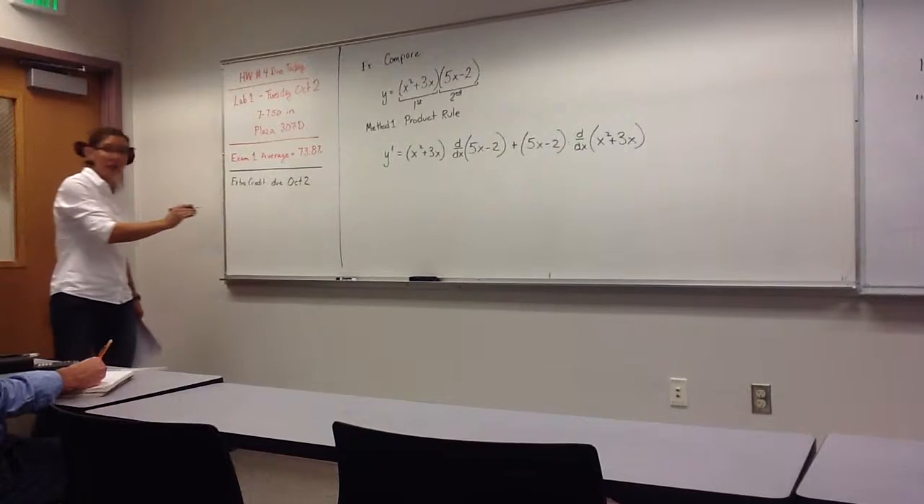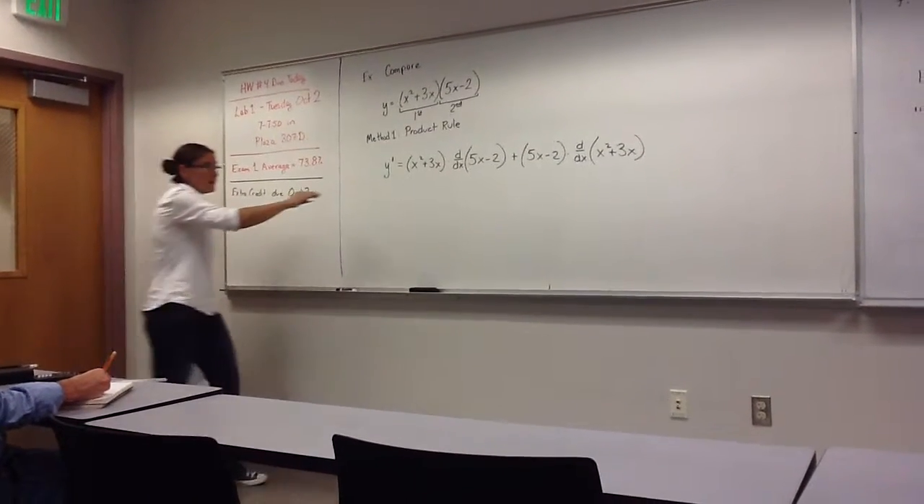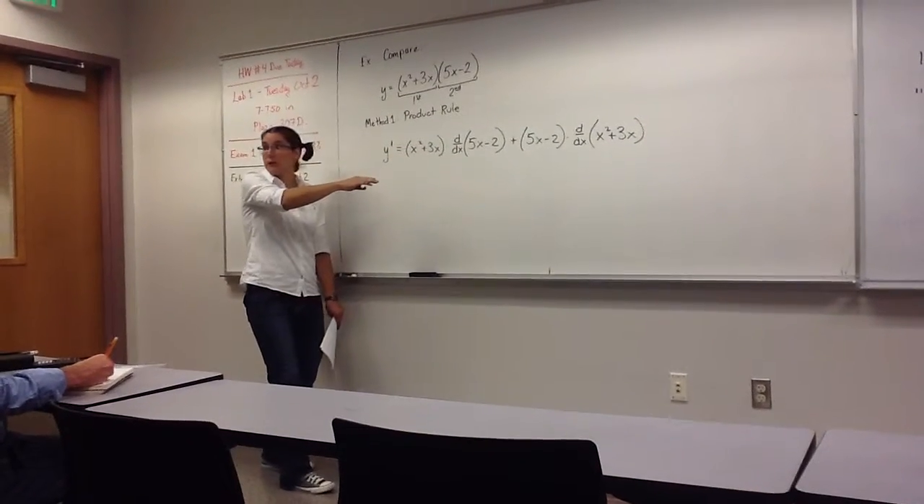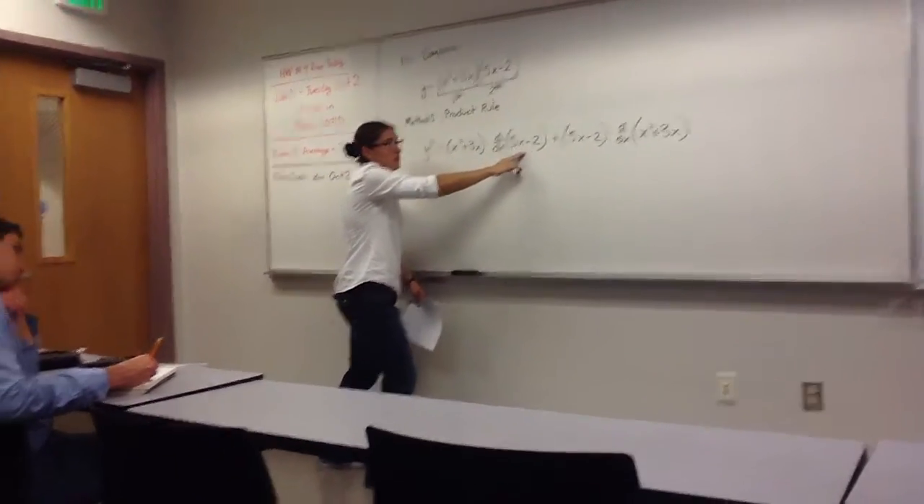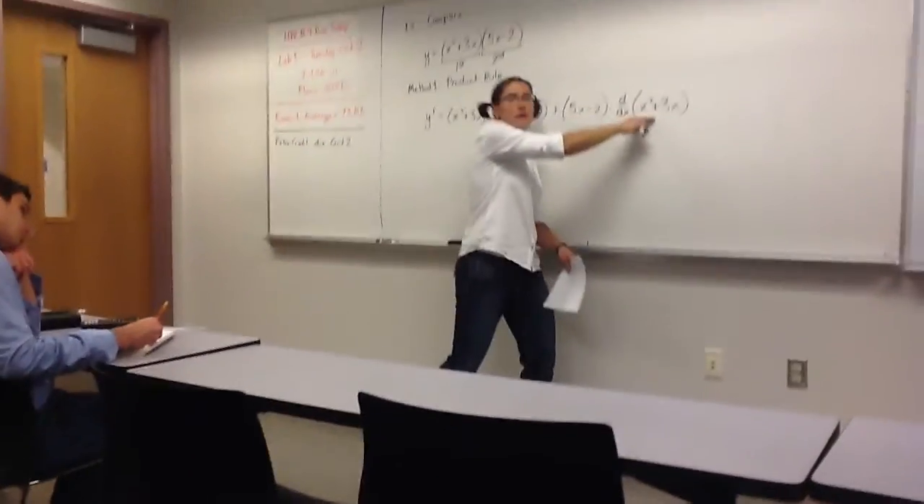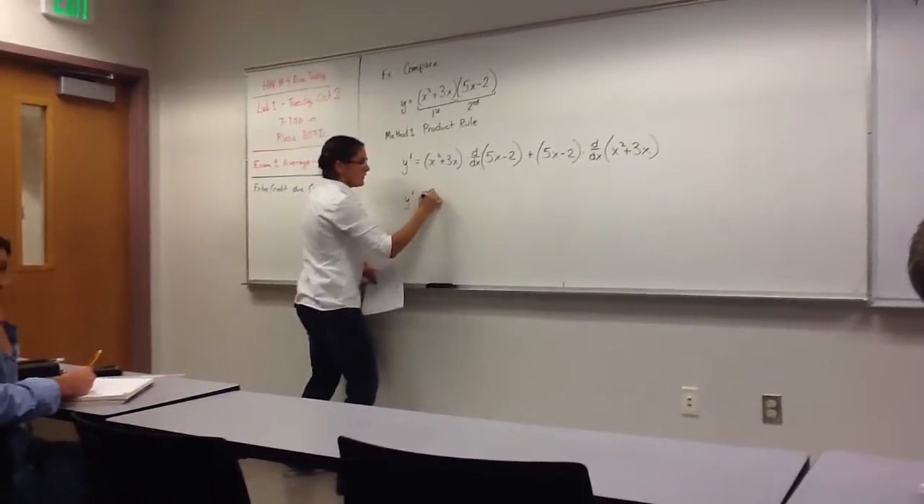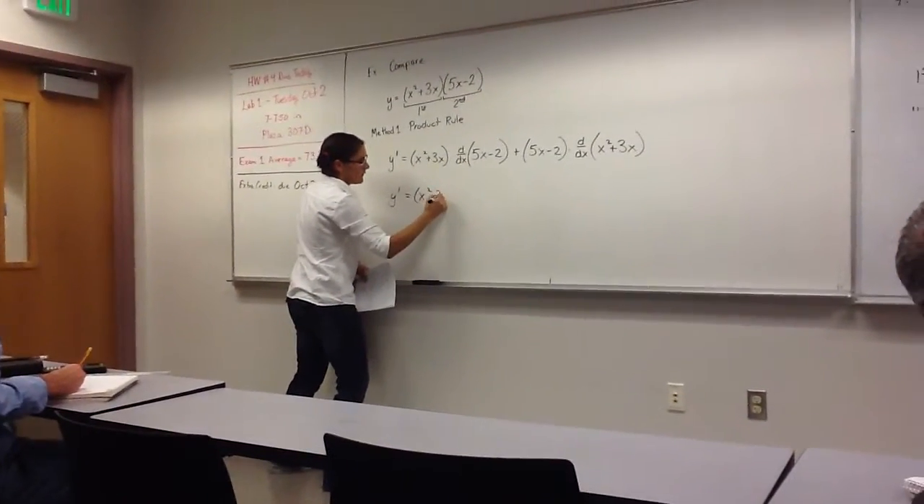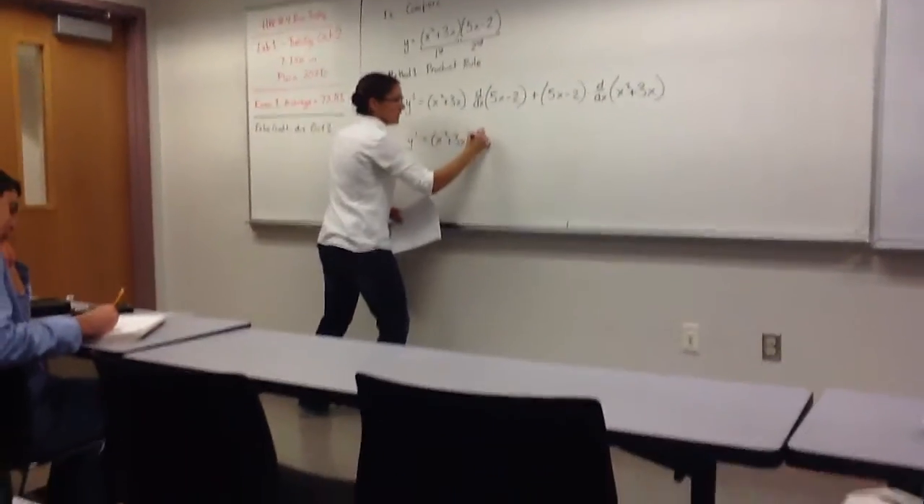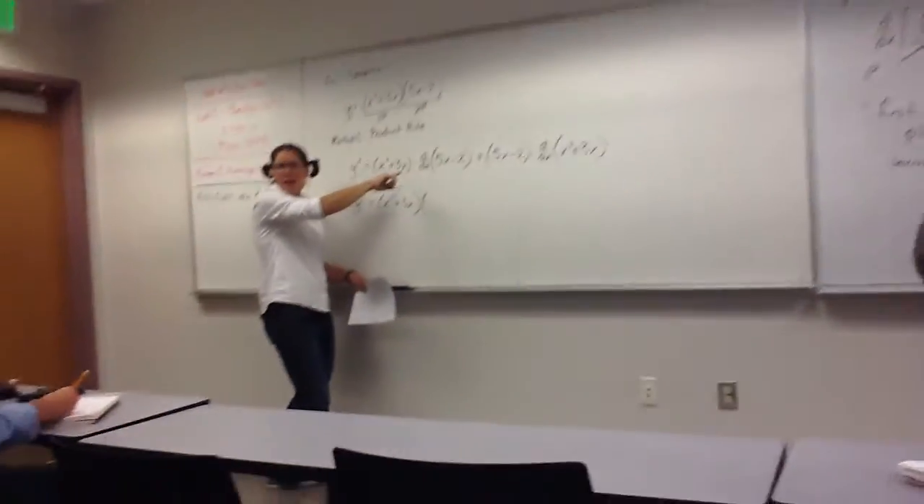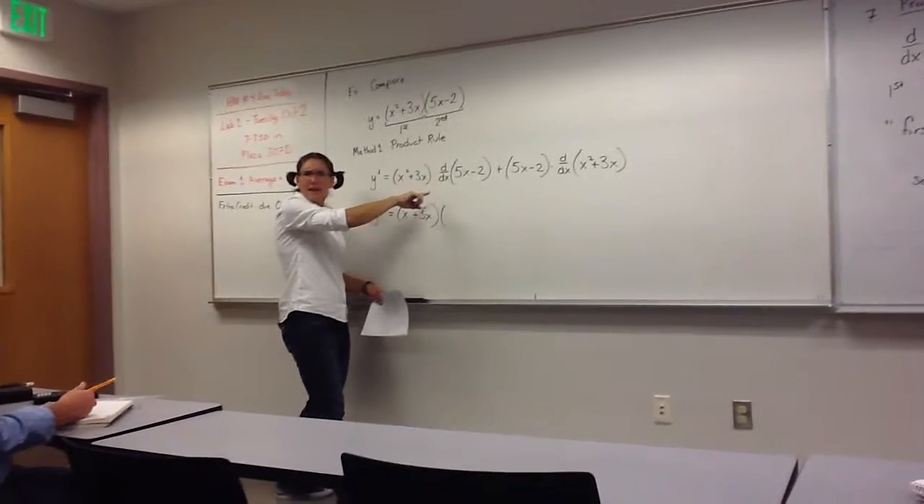Okay, so I've written out the product rule, and this is our derivative, but we're not done computing the derivative. We still need to take the derivative of the 5x minus 2 and the derivative of the x squared plus 3x. So our y prime is x squared plus 3x. Derivative of 5x, that's going to be 5.